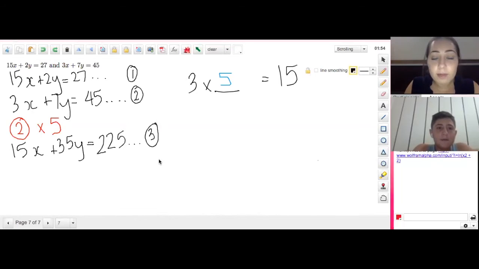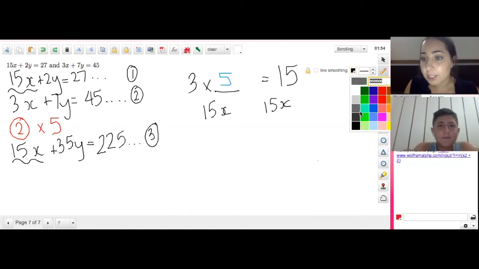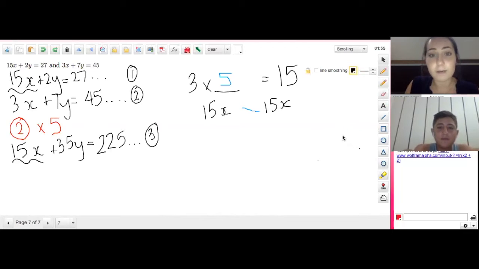So now, when we look at equation 1 and equation 3, we see that they have the same coefficient in front of x. There's a positive 15 here and a positive 15 here. So in order to eliminate 15x and 15x, what operation do we need? Do we need addition? Do we need subtraction? Do we need multiplication or division? What do you think? We need subtraction. Good.